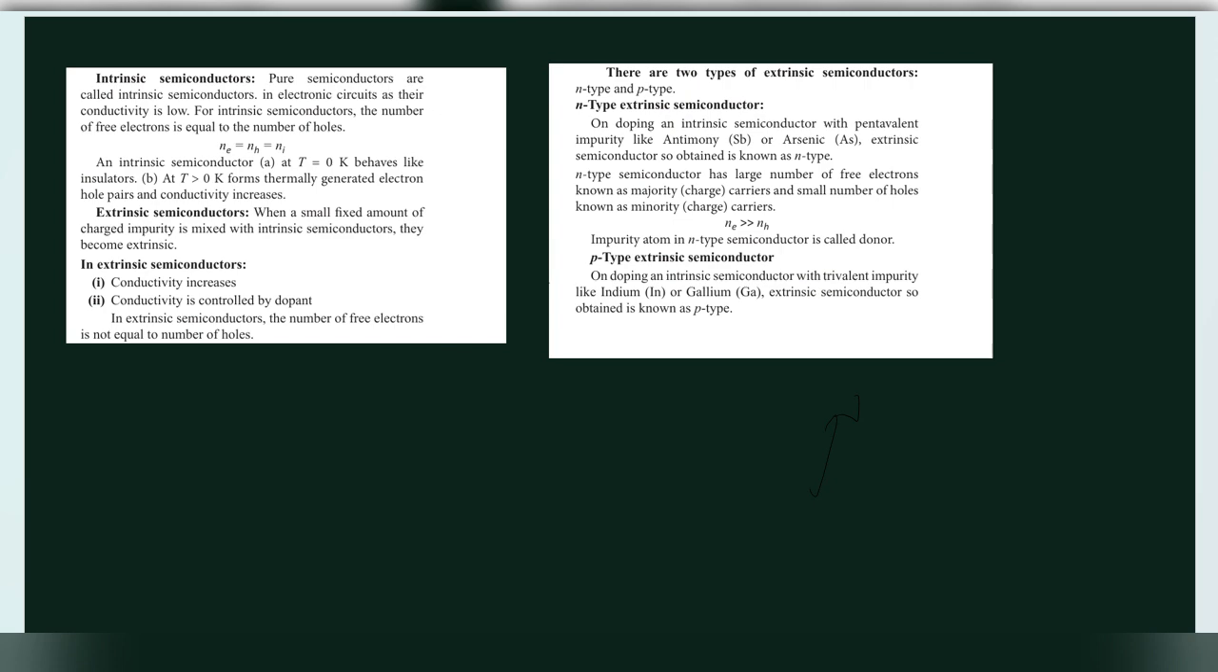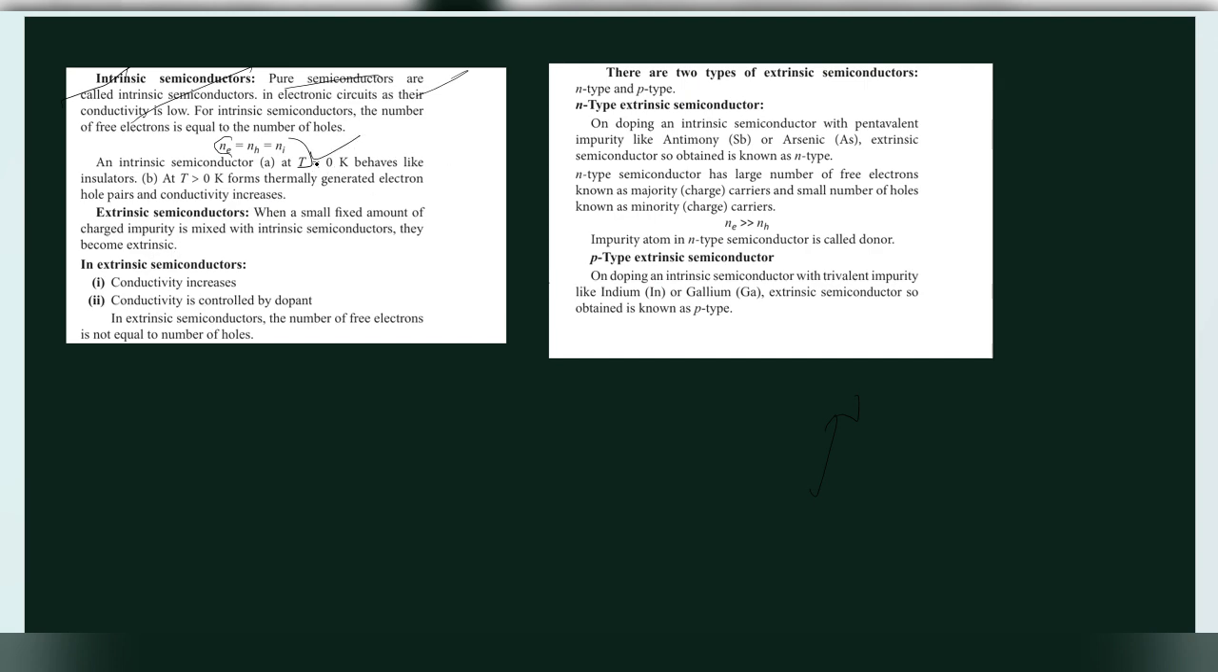Now, next topic is types of semiconductors. There are two types of semiconductors: intrinsic semiconductor and extrinsic semiconductor. Pure semiconductors are called intrinsic semiconductors, in which the number of charge carriers are equal. There are two charge carriers in case of semiconductors: electrons and holes. In case of pure semiconductor, intrinsic semiconductor, the number of charge carriers are equal.